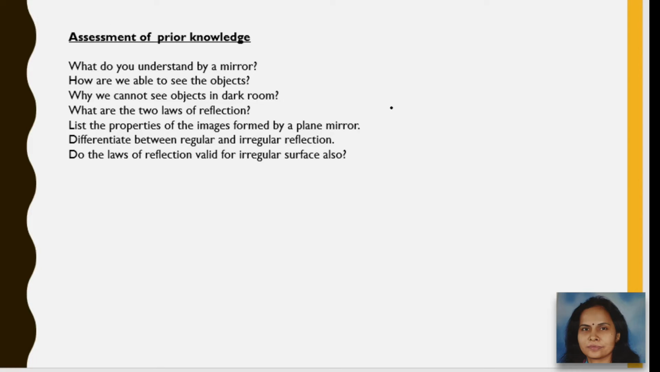List the properties of the images formed by the plane mirror. So this I want to discuss with you. Let me list the properties of the images formed by the plane mirror. So first one is the image formed is always erect. Next one is the image formed is laterally inverted. I hope this point is clear to you. What do you mean by laterally inverted?